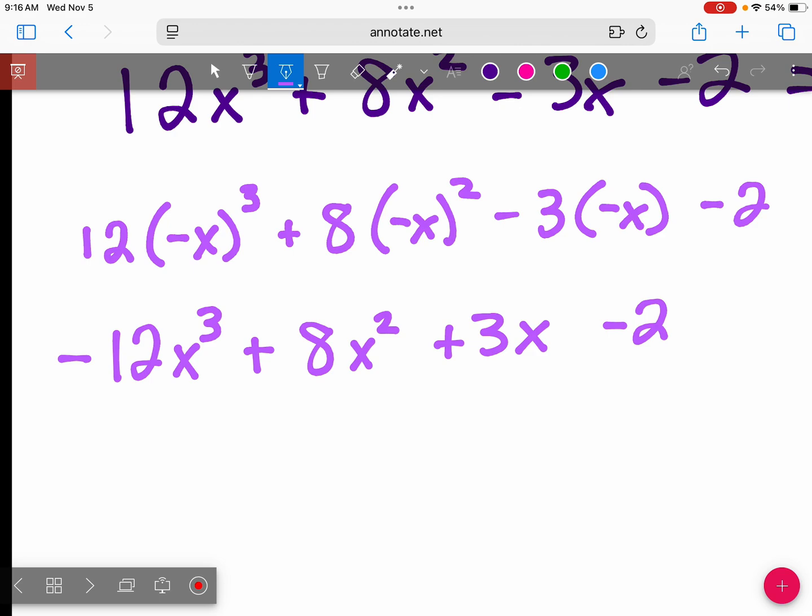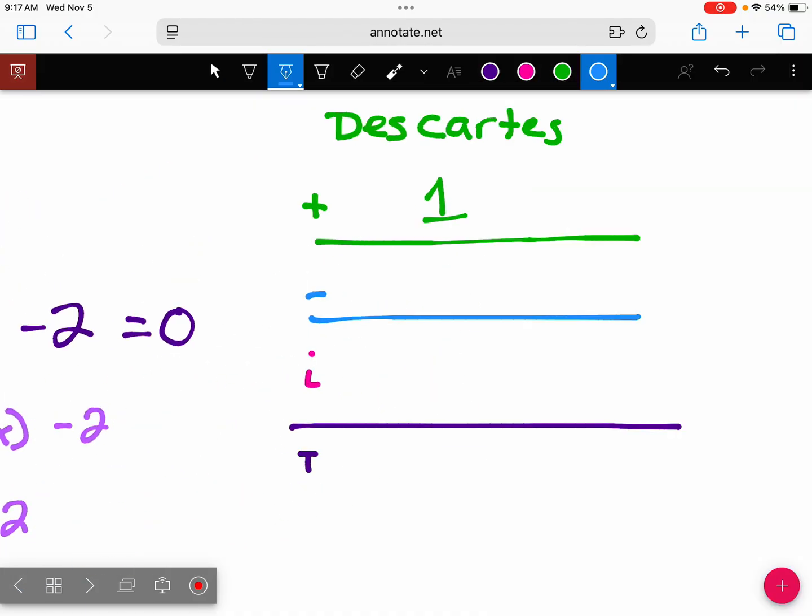2. Because we started negative and we switched to positive, positive to negative. So this means we have 2 sign changes. So we might have 2 negative roots, or what's our other option? 0. Always count down by even numbers. So I might have 2 negative roots. I might have 0 negative roots.